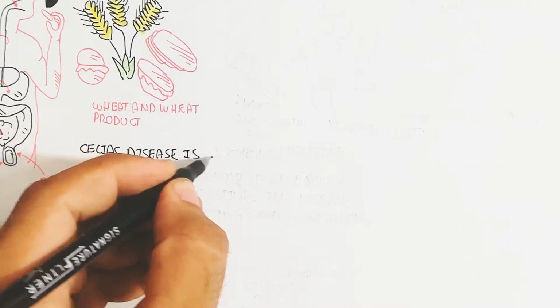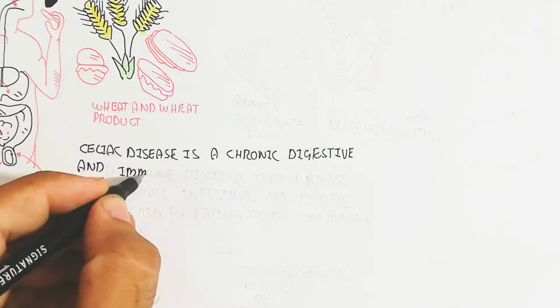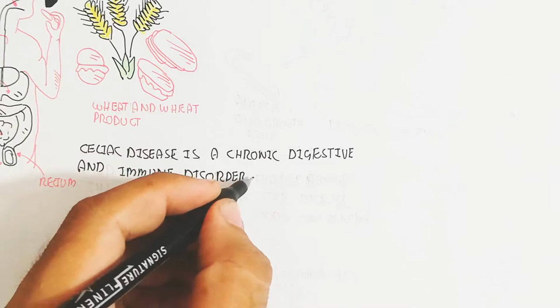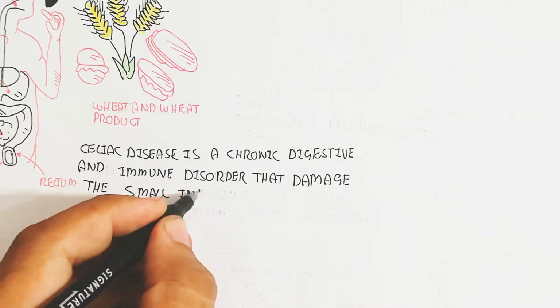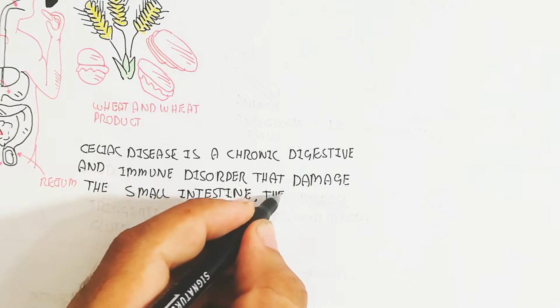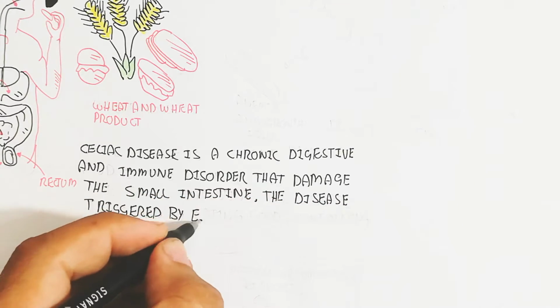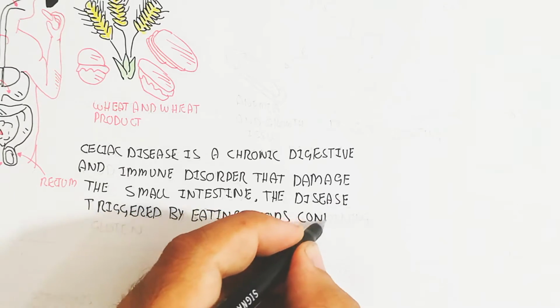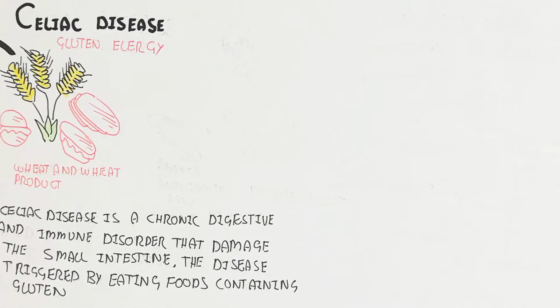Celiac disease is a chronic digestive and immune disorder that damages the small intestine. The disease is triggered by eating food containing gluten, and gluten contains gliadin, which is modified after digestion through the tissue transglutaminase enzyme.